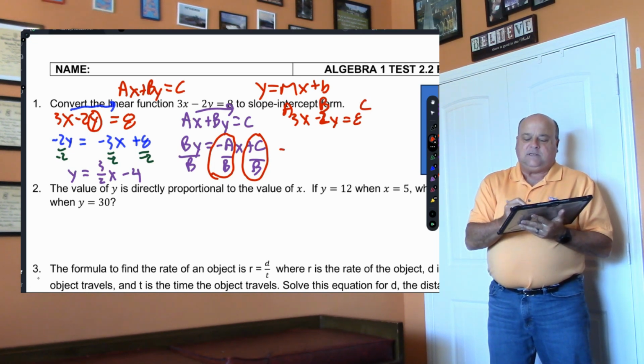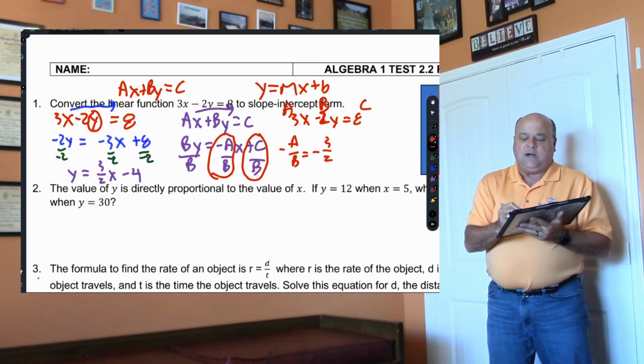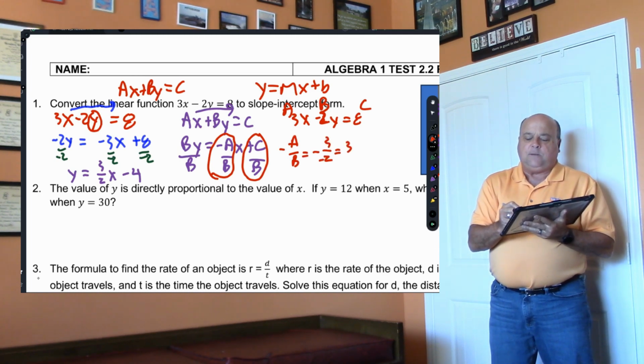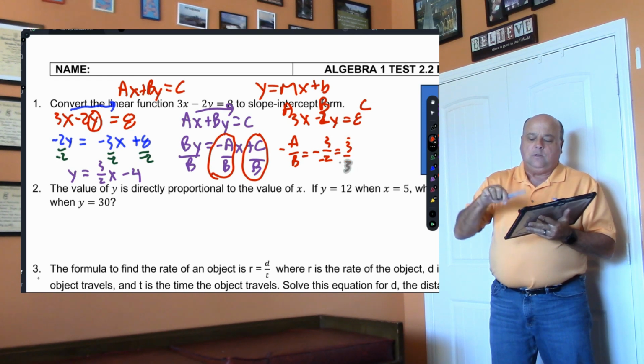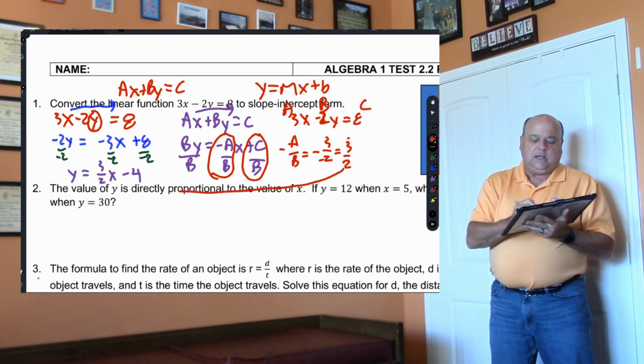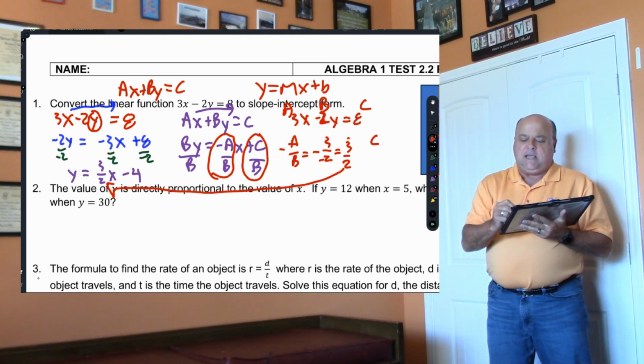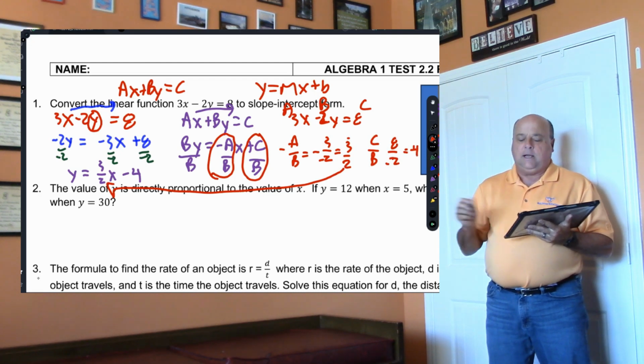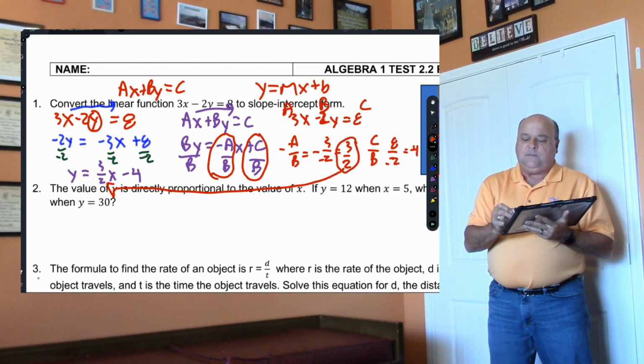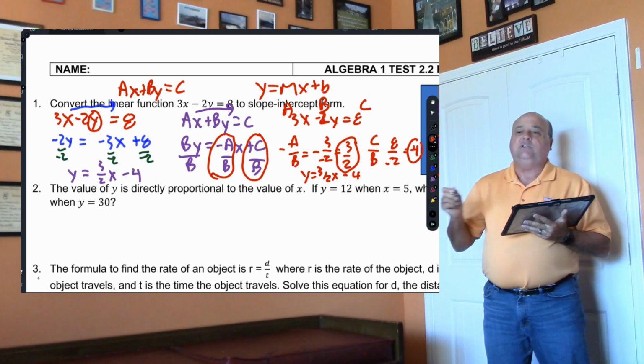The slope is negative a over b. So I'm going to put negative 3 over negative 2. This would turn into positive 3 over 2. And then if I do c divided by b, I get 8 divided by negative 2, and I'm going to get the negative 4 also, won't I? So this right here and this right here would make my equation. I would get y equals 3 over 2x minus 4.